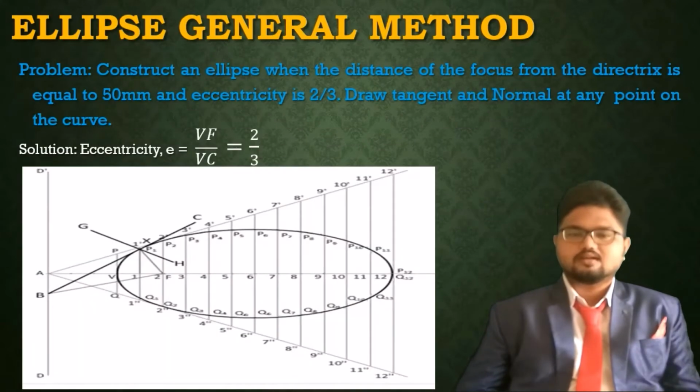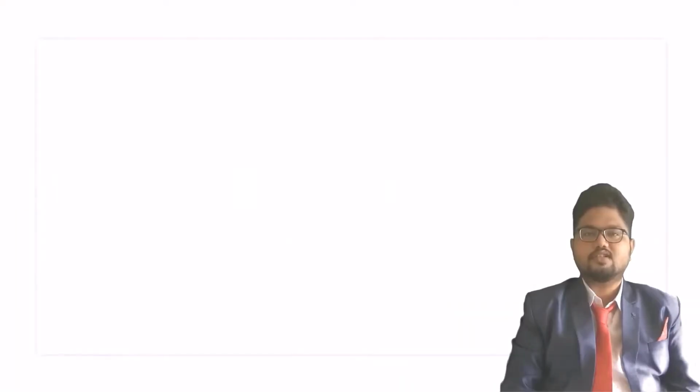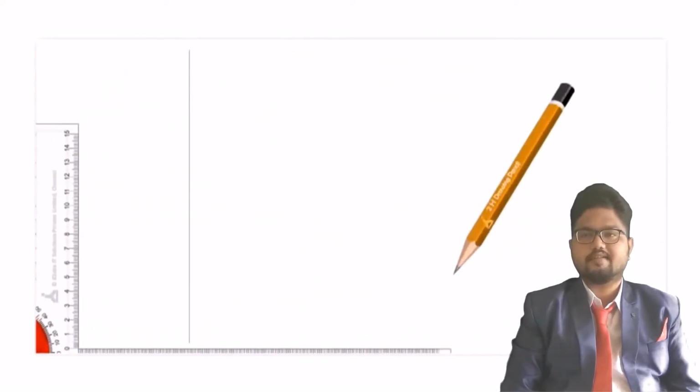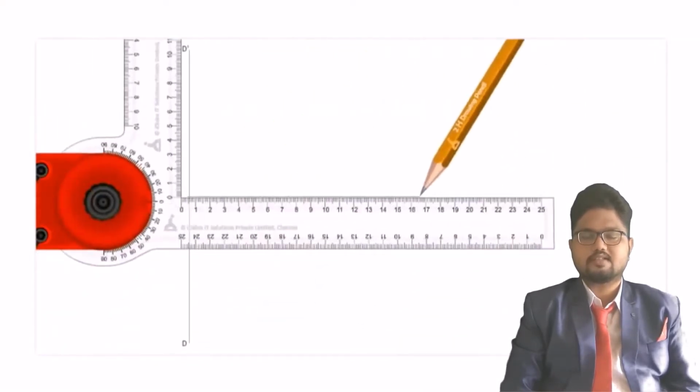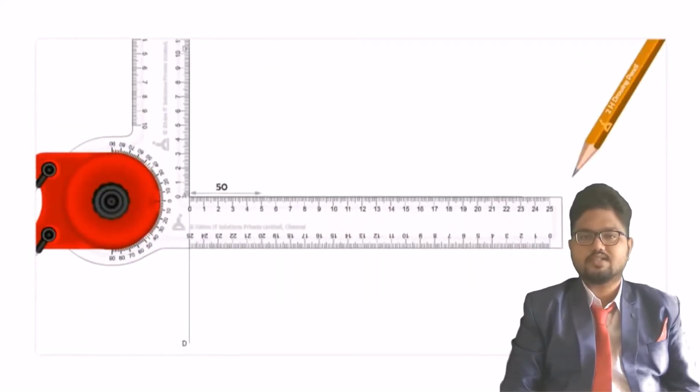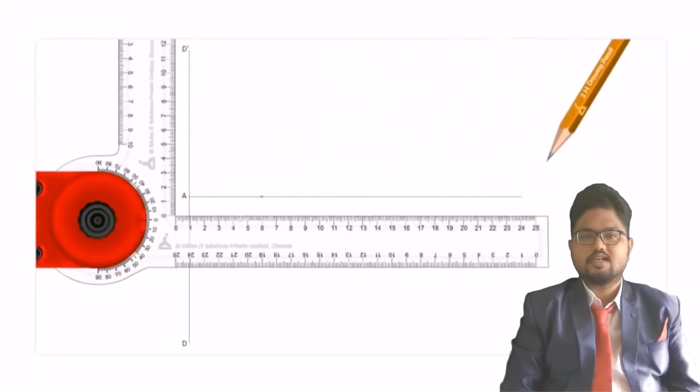So let's see one problem in ellipse general method, or you call it the eccentricity method. Here we have a question: construction of an ellipse when the distance of focus from the directrix is given as 50 mm and eccentricity value is 2 by 3, and you need to draw the tangent and normal. Yes, okay everybody, take your drafter, put it at 0 and take a 2H pencil and draw a vertical line which is called directrix, name it as D dash, and now draw a horizontal line on the directrix line, that will be your axis, name it as point A, and take 50 mm on the horizontal line and locate the focus. F is nothing but focus.